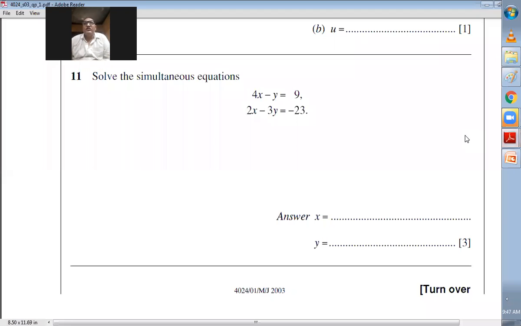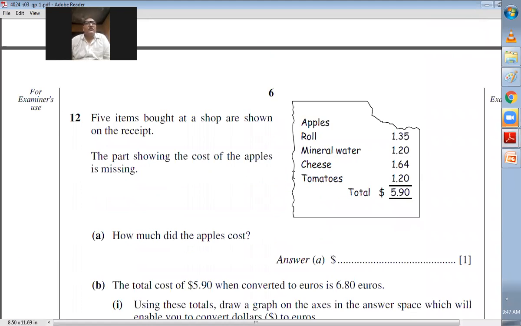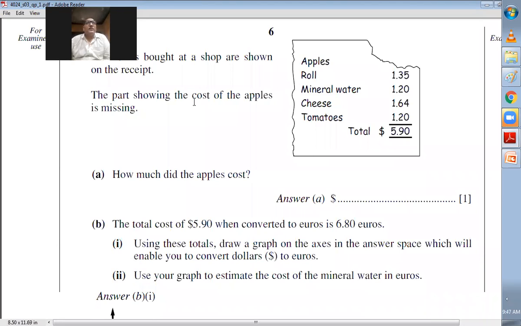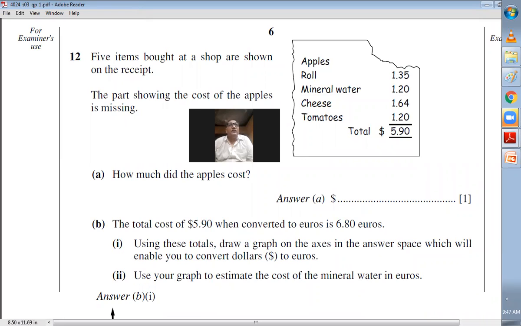Now let's move to question number 12. The question number 12 is showing up on your screen. He says that 5 items bought at a shop are shown on the receipt. The part showing the cost of the apples is missing. How much did the apples cost?